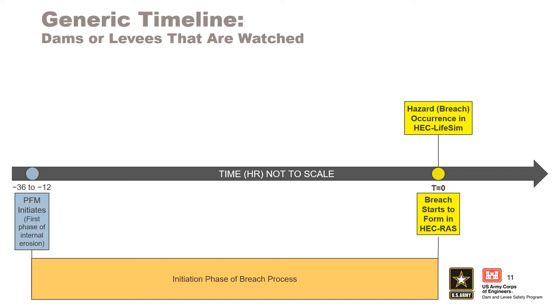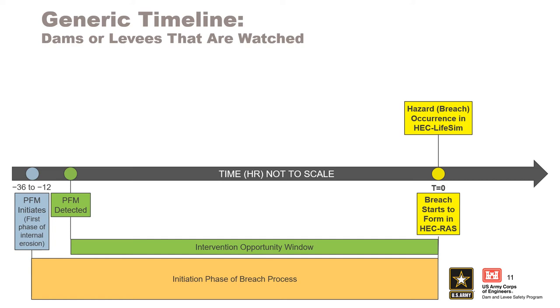The timeline begins with failure mode initiation. For example, the amount of observed material movement suggests a pipe has initiated and is progressing towards the reservoir. This defines the beginning of the initiation phase of the breach process. For this example, it is shown occurring 36 to 12 hours before the breach starts to form, and therefore these are negative values.